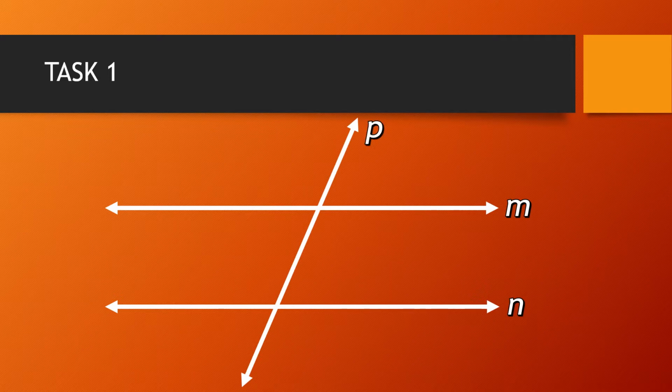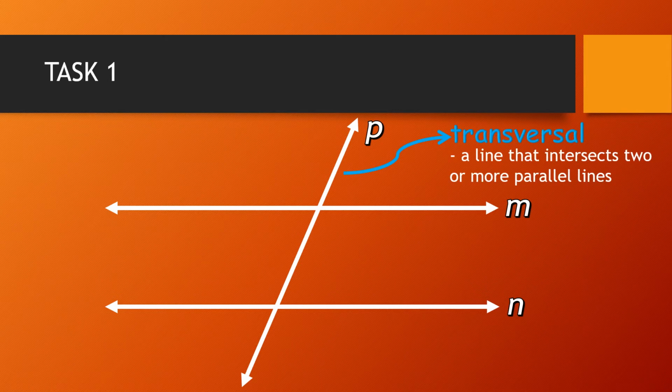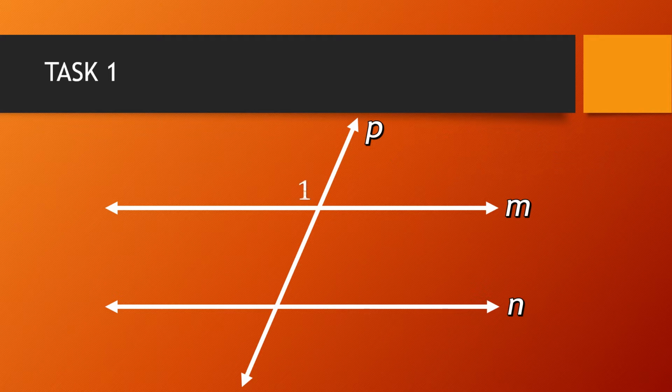Given the lines M and N in the figure, line P is called the transversal of the two lines. So it is a line that intersects two or more parallel lines. So with this transversal, we have formed angles 1, 2, 3, 4, 5, 6, 7, and 8.